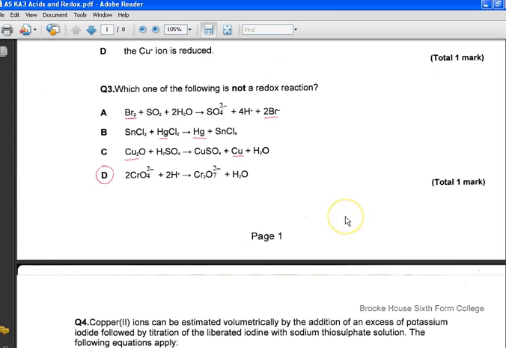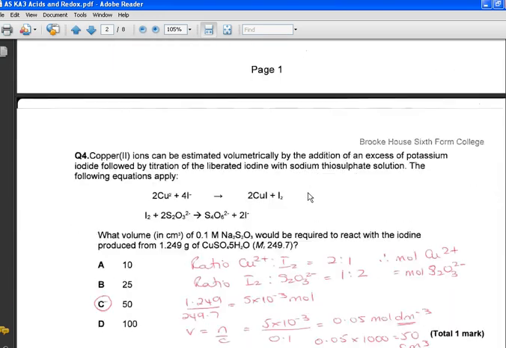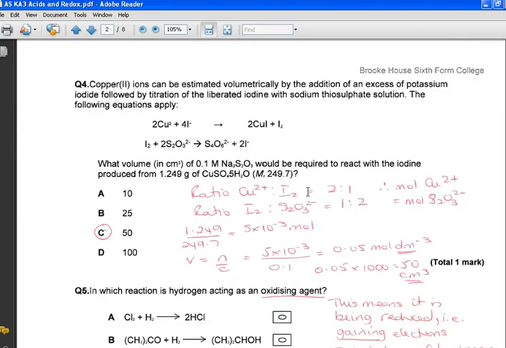Question 3, which one is not a redox reaction? Now, the first thing that stood out to me when I saw this question was all of these had an element on one side of the equation. So you can tell straight away that oxidation or reduction has occurred. So just check straight away equation D to see if that is the answer, and it turns out to be the answer. You have to kind of employ quick thinking strategies when you're doing these multiple choice questions.